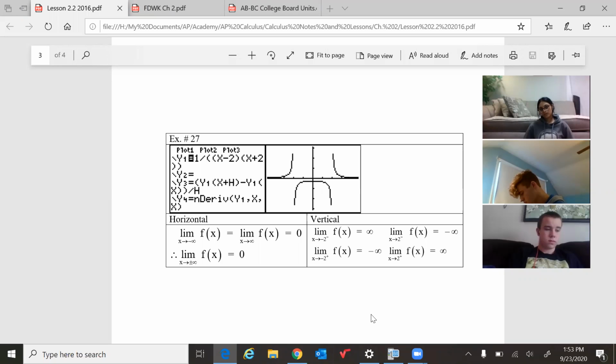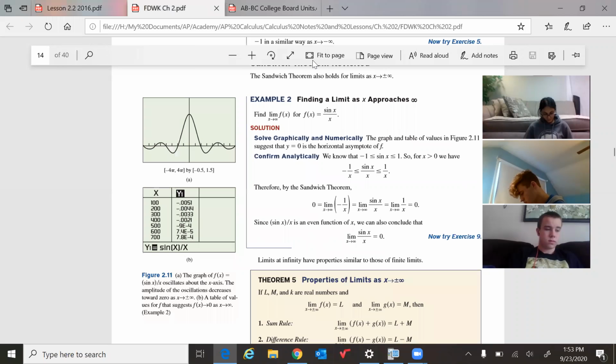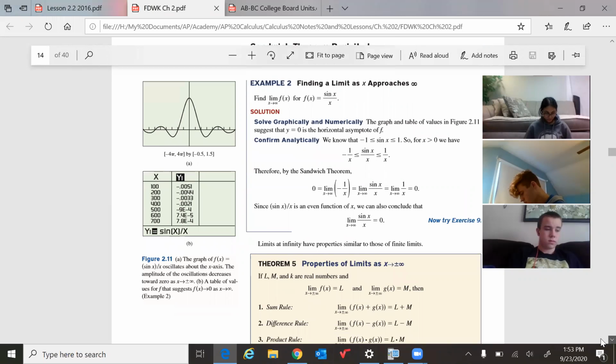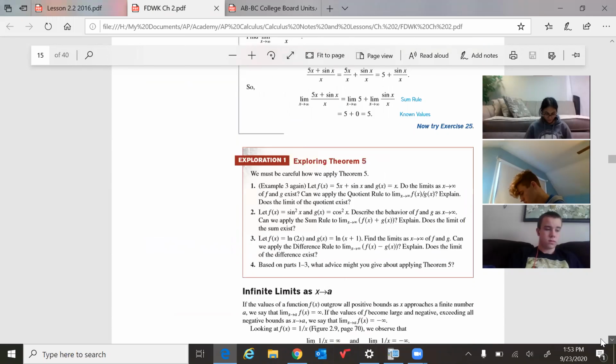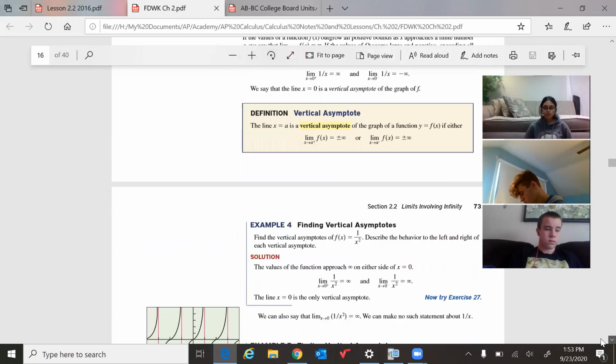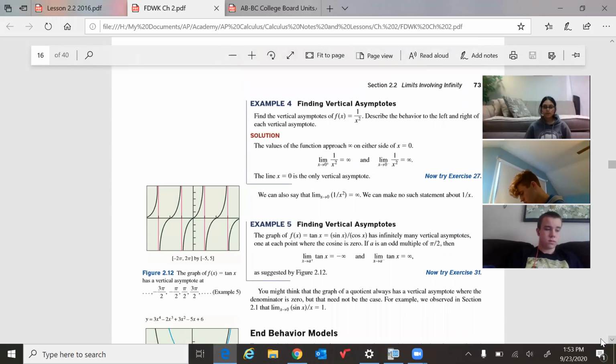So we're going to deal with a couple more examples. You're not going to do the problems. I just want to show you a couple things in the textbook. So I'm looking at example number 5.